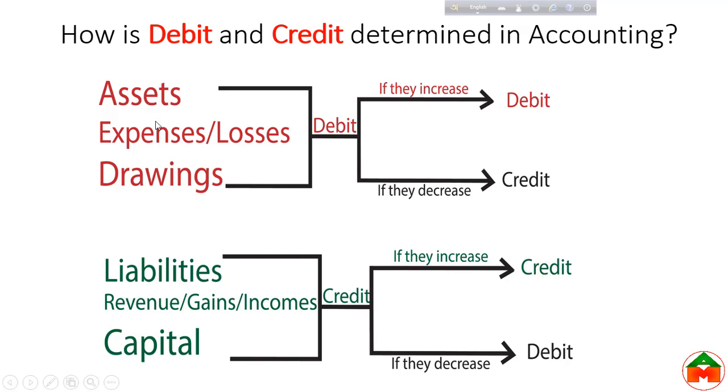So debit items become debit when they increase. Asset, expense, drawing, they are debit. They become debit when they increase. On the other hand, liabilities, revenue, gain and income, and capital, these three items are credit and become credit when they increase.